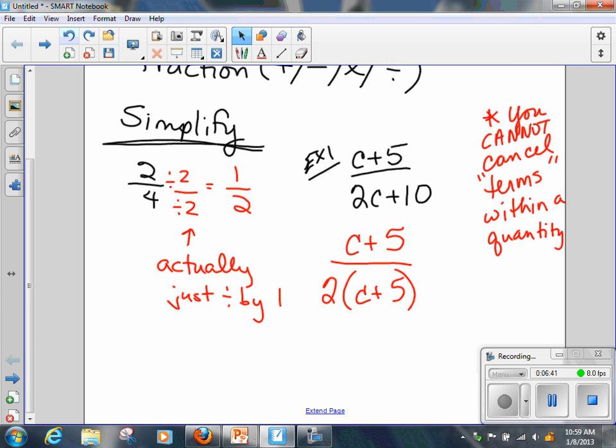But what can I cancel out? C plus 5 and C plus 5. I can cancel those out because a binomial goes with a binomial. Now, I've marked everything out on top. What's up there? Are you sure it's not 0?